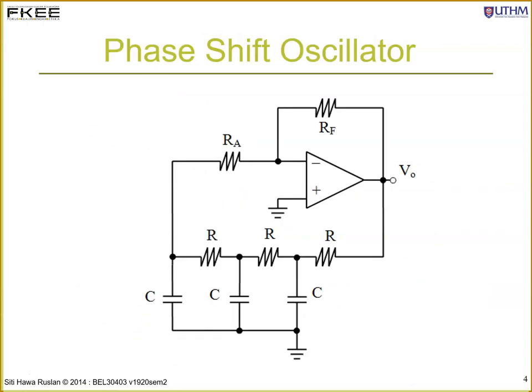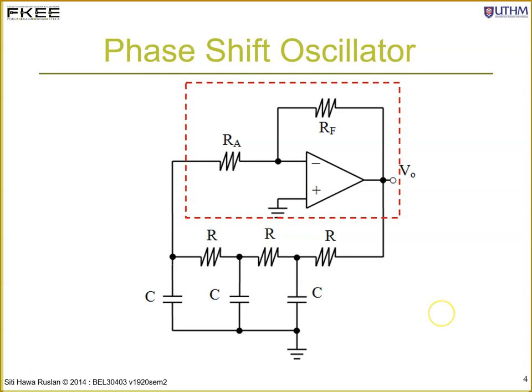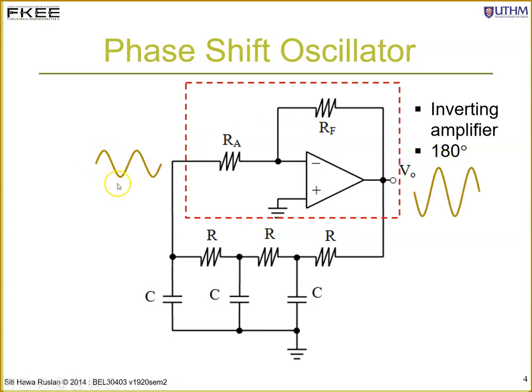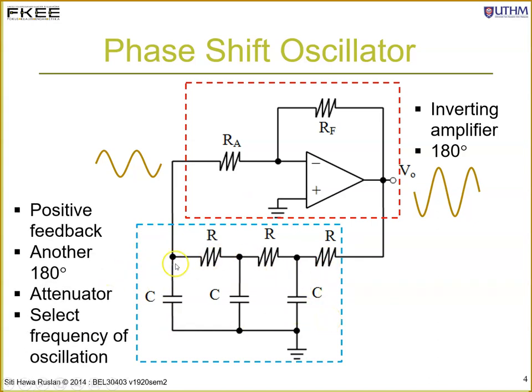Okay, so for this type of phase shift oscillator, we still have the amplifier, which is an inverting amplifier with 180-degree phase shift. Okay, so your input VI over here will be out of phase with the output. Your VI is actually the feedback voltage over here, and this part is your feedback network or the feedback factor. With a positive feedback, it will introduce another 180 phase shift. You have 3 pairs of RC. This part will select the frequency of oscillation, and it is also an attenuator.